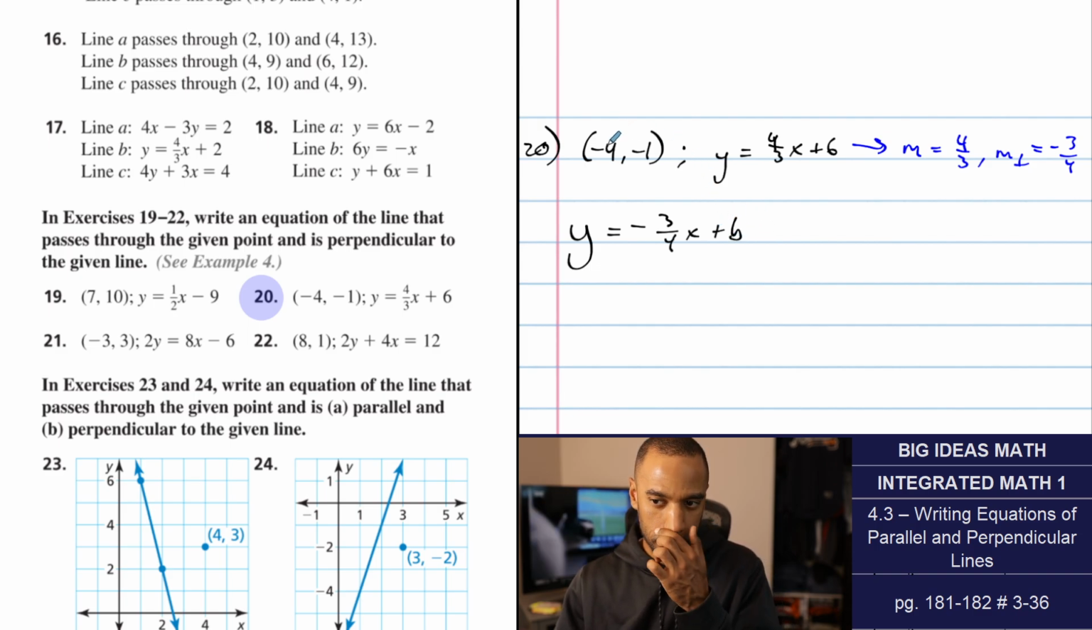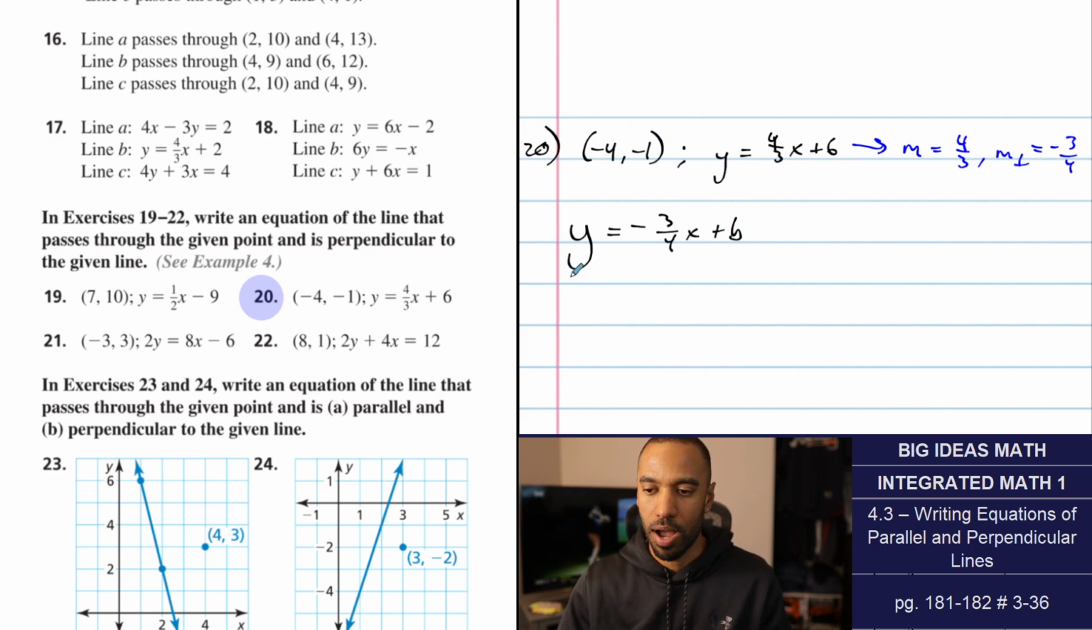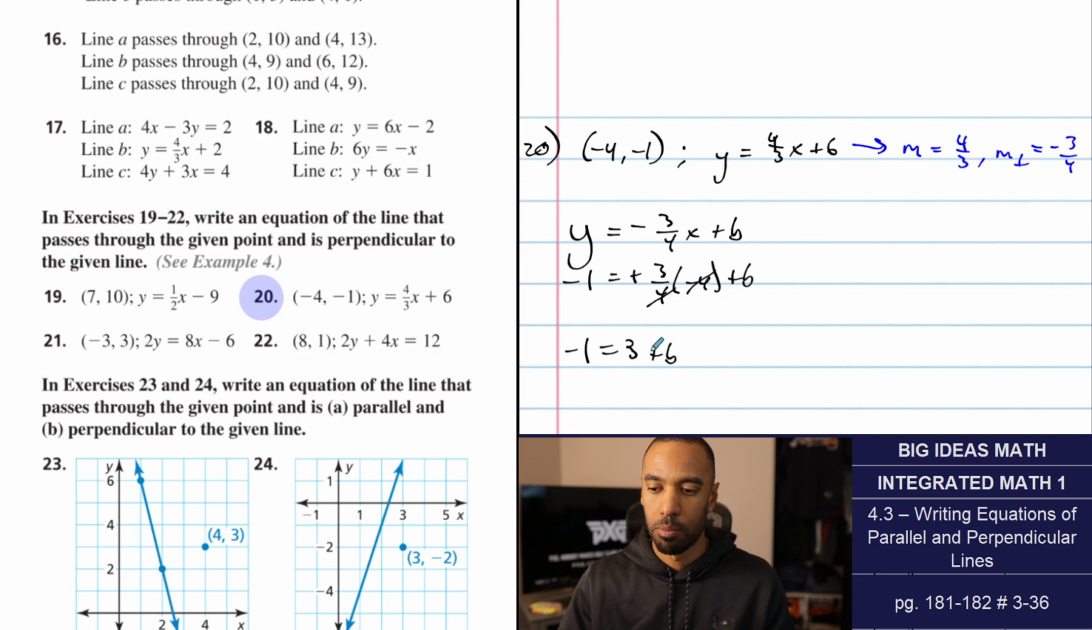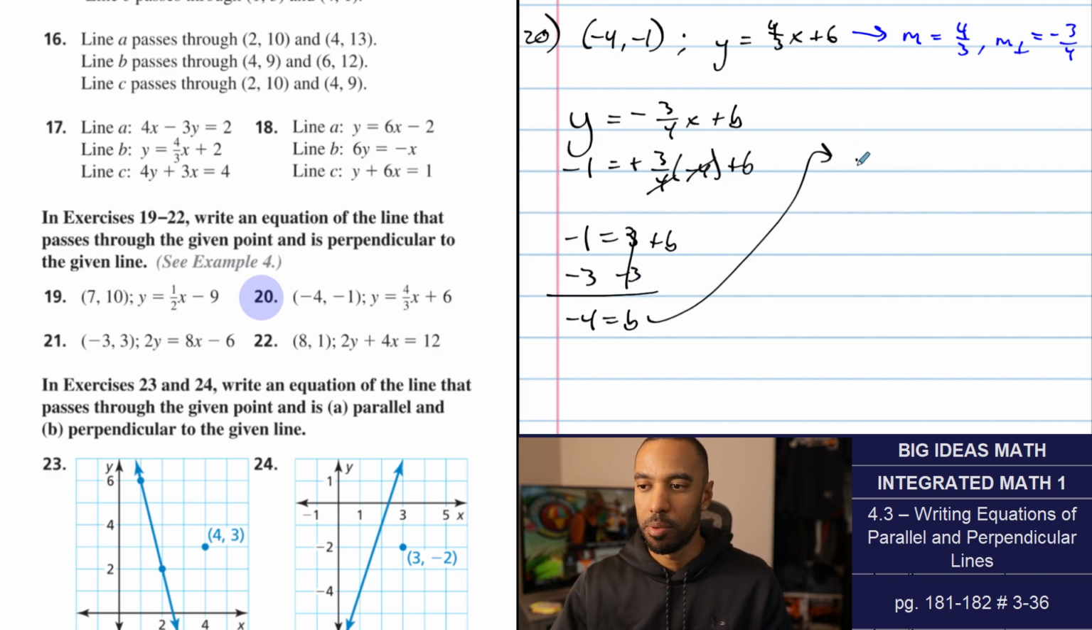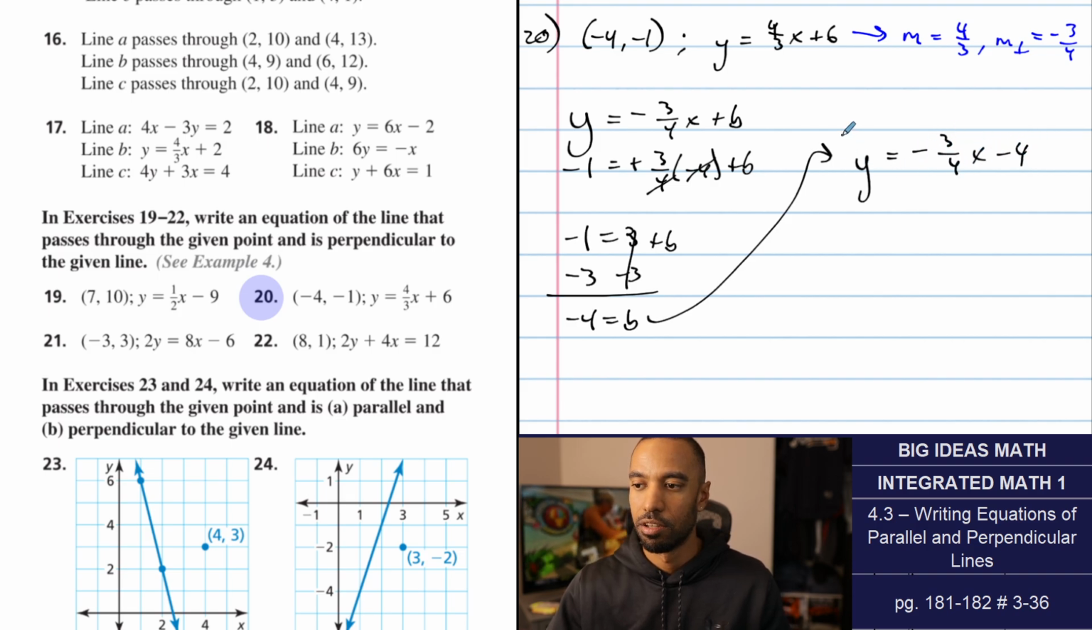And we need to find the b that goes there by substituting this for x and this for y. -1 is -3/4 times -4 plus b. Negative times negative is positive. 4/4 is 1, you're just left with a 3. So -1 equals 3 plus b, or b equals, if you subtract 3, b equals -4. So our equation will be y equals -3/4 x minus 4.